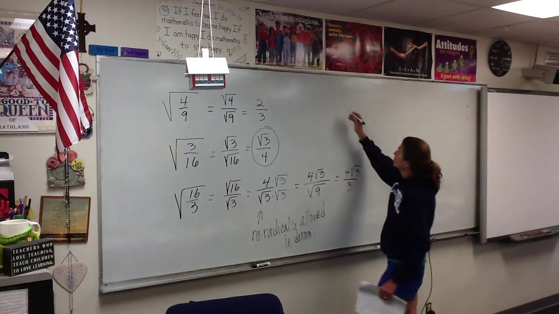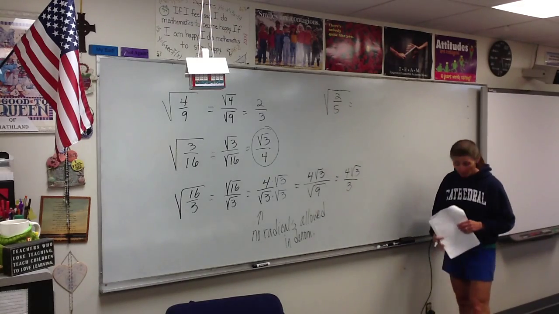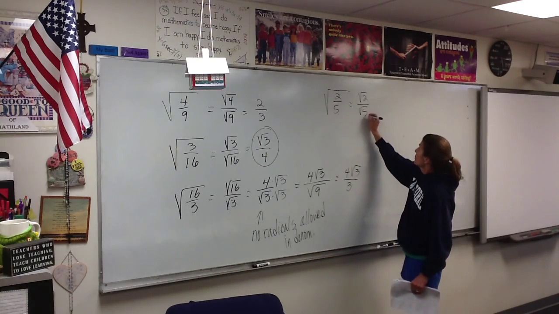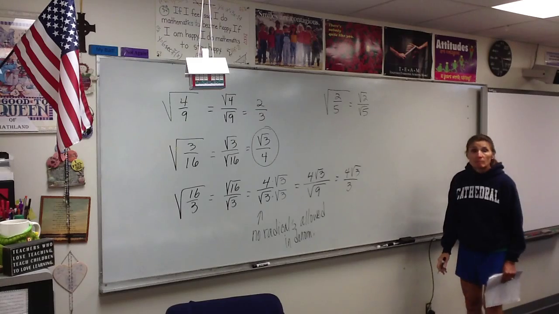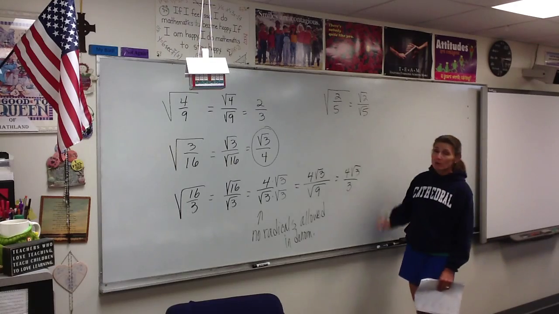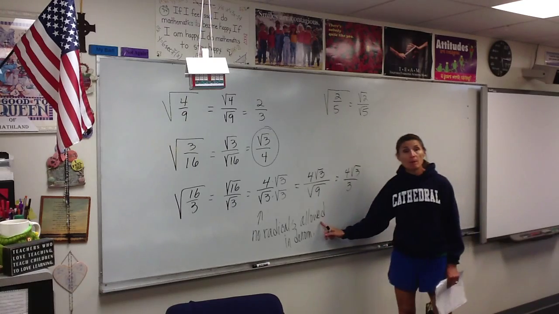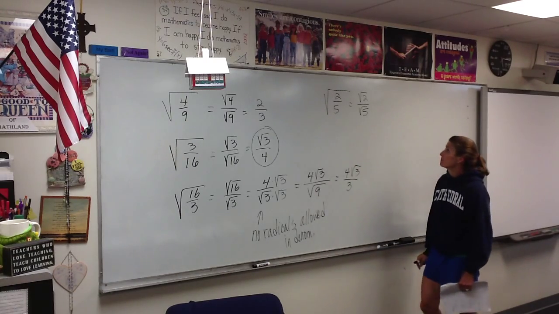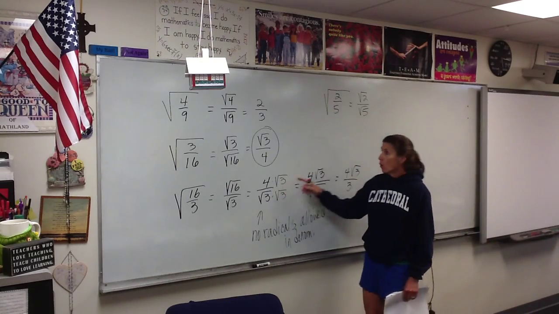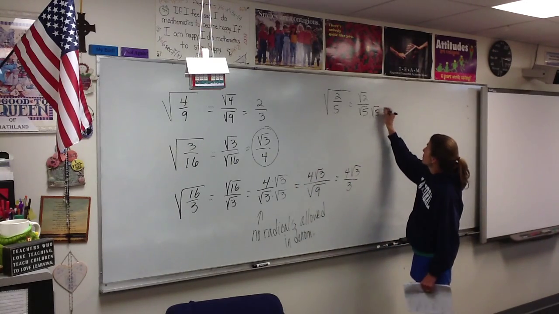All right, let's try another one of those. How about something like the square root of 2/5? Well, again, that would be the square root of 2 over the square root of 5. Neither one of those simplifies. I am not at all concerned about the square root of 2 in the top, but I am very concerned about the square root of 5 in the denominator. So how will I fix that? Well, I will do exactly what I did here. Only instead of multiplying by the square root of 3, I will multiply by the square root of 5.